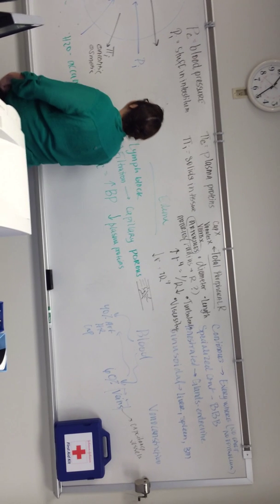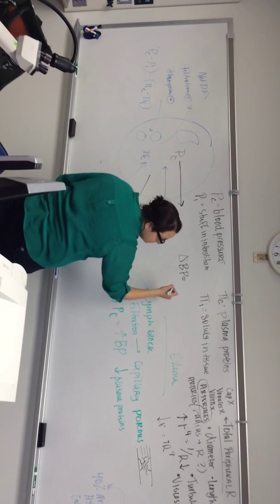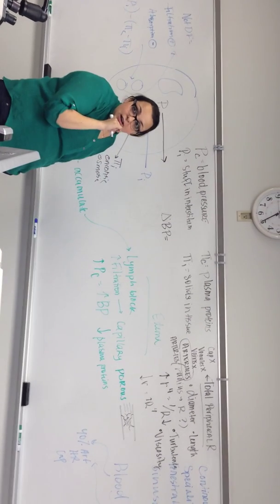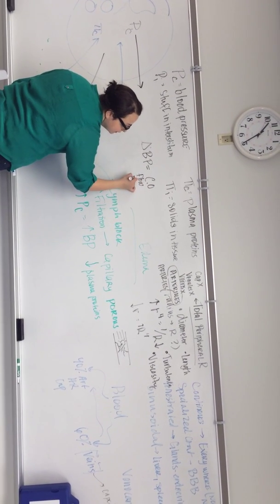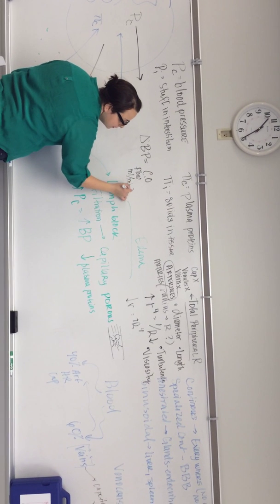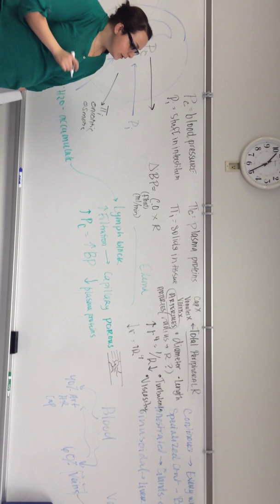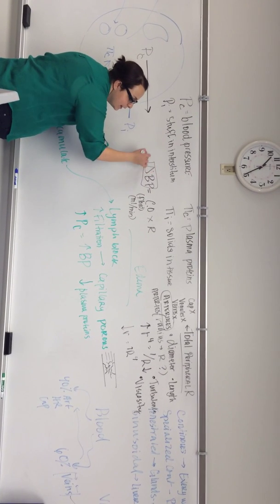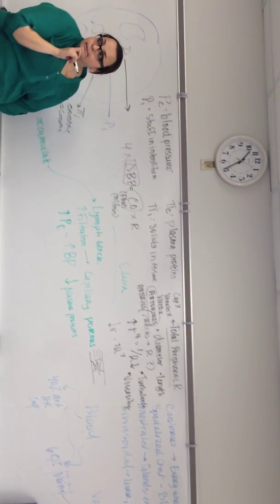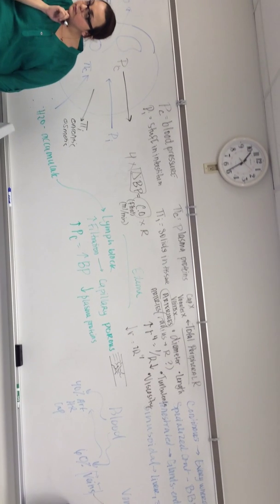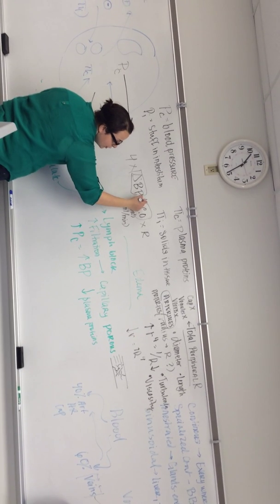Our good friend, our good equation, the change in blood pressure equals flow times resistance. Cardiac output, or flow, in milliliters per minute, times resistance, right? What would happen if I took this term and I multiplied it by 4? What would happen to this number? It would increase. It would increase by how many? By 4.